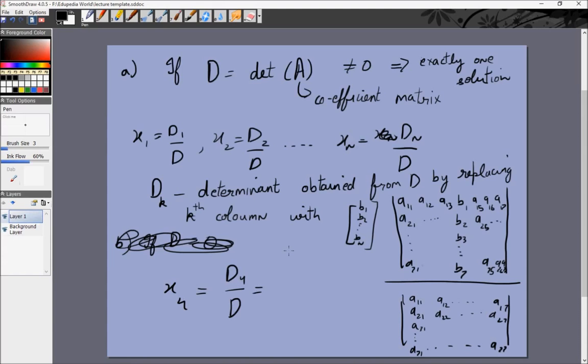Now again, we'll not give you the proof of this rule because it's quite complicated. But I think a lot of you would have probably seen this rule when it comes to 3 equations and 3 variables before. Right, but it extends to any number of equations and any number of variables.